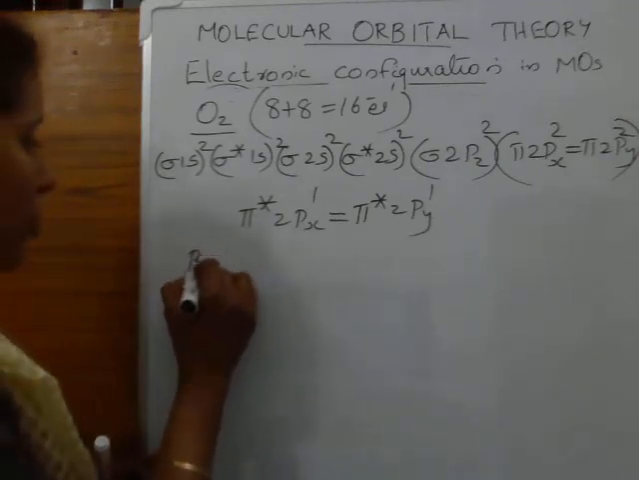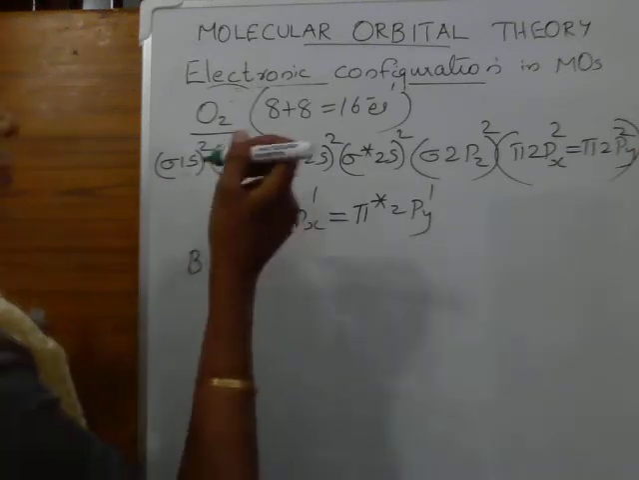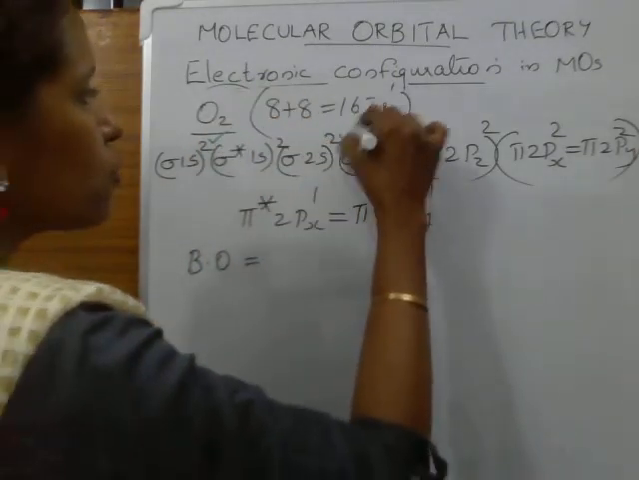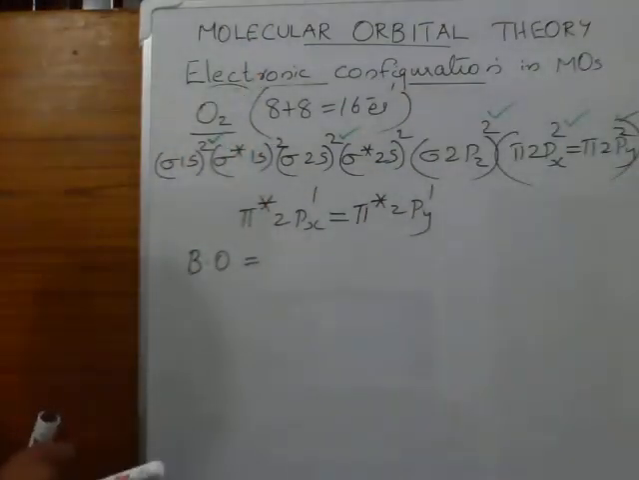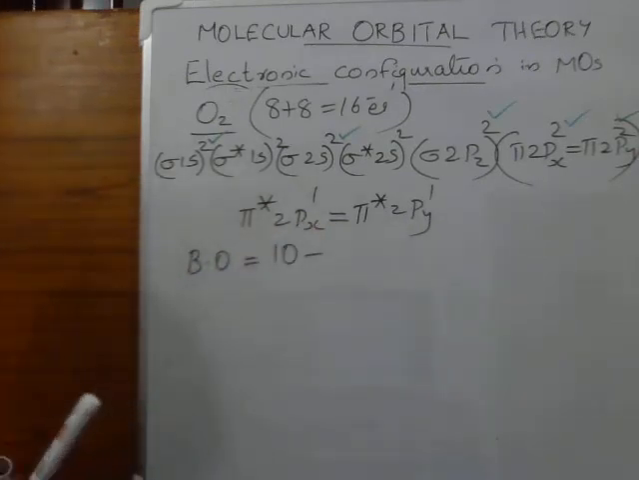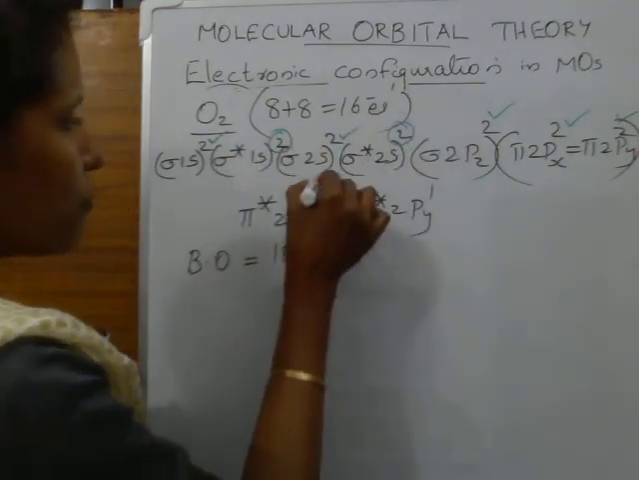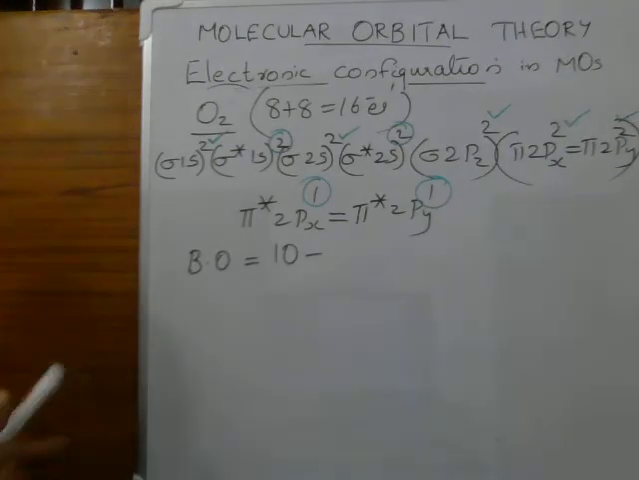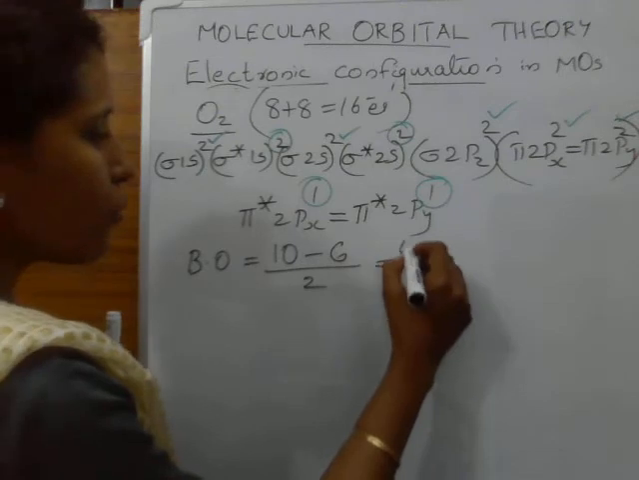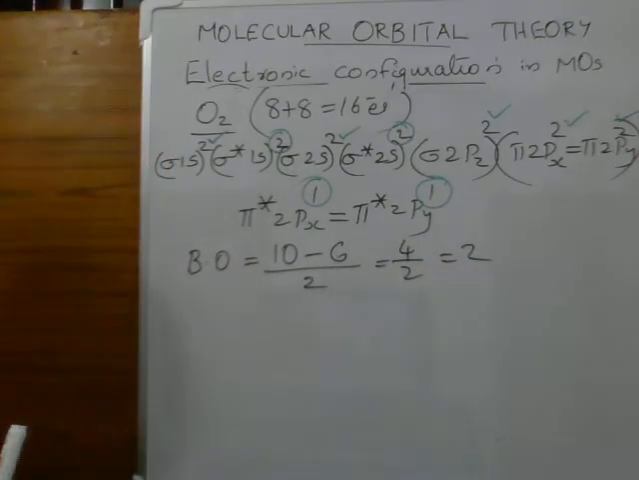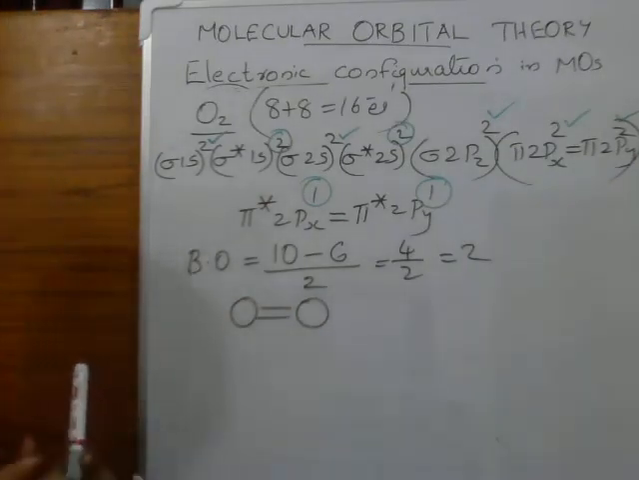Let us determine bond order. Bond order will be equal to number of bonding electrons minus antibonding, divided by 2. Bonding electrons: 2, 4, 6, 8, 10. 10 bonding electrons. Now how many anti-bonding electrons? 2, 4, 6. There are 6 anti-bonding electrons. 10 minus 6 by 2 equal to 4 by 2 equal to 2. Bond order equal to 2. What does that mean? In oxygen molecule, 2 oxygen atoms are bonded through a double covalent bond.